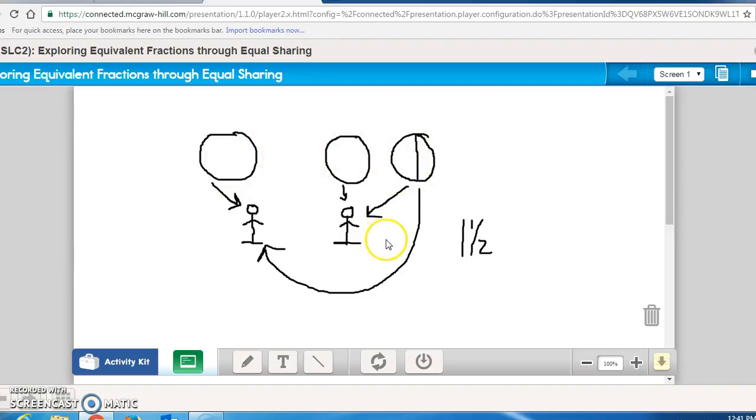Well, if I give one whole pizza to each brother, and you can see that here, I gave this pizza to this brother, and this whole pizza to this brother. I cut the third pizza in half. Each brother gets one whole pizza and a half of another pizza, or 1.5 pizzas.